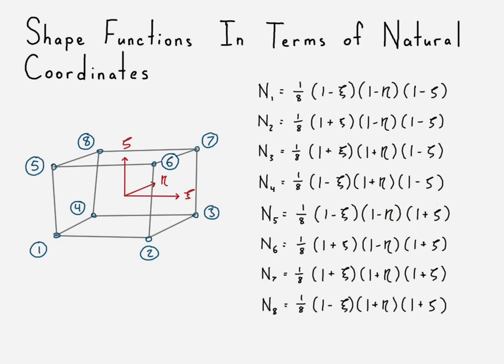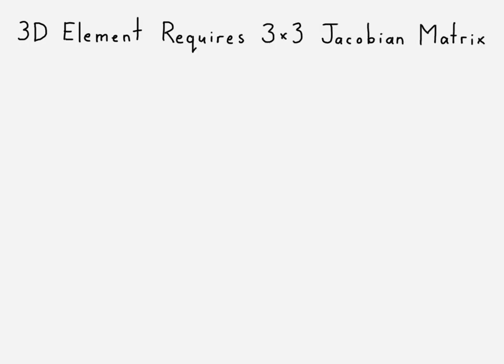All right, so those are our shape functions for the hexahedral element, specifically the linear 8-node hexahedral element. Now let's take a look at the Jacobian matrix.